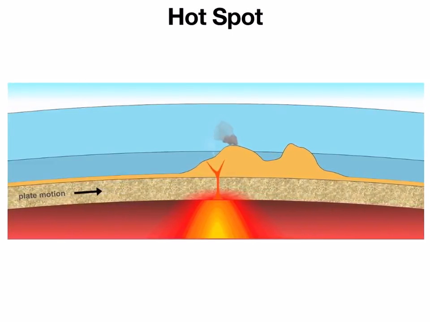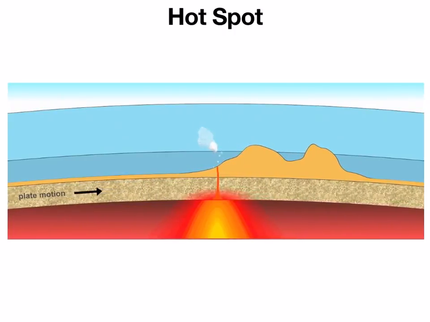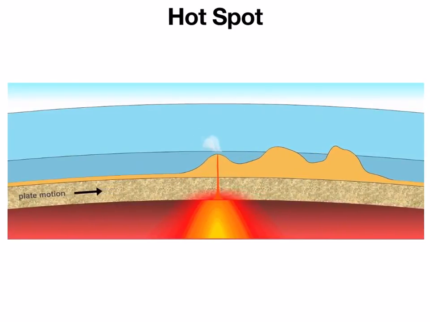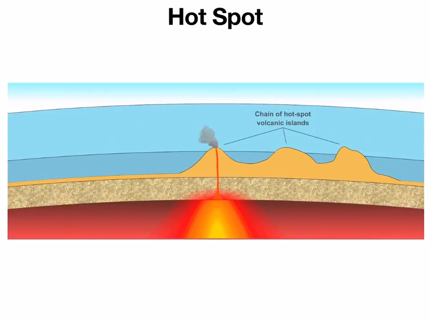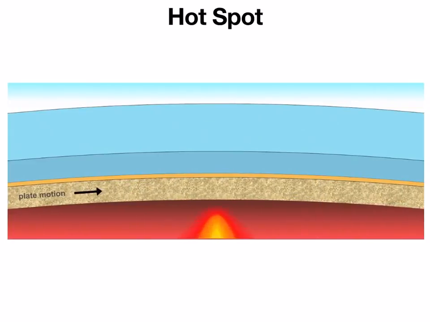And so what you end up with is this chain of islands, if it's happening in the ocean, with one active volcano over the hotspot, and then a chain of extinct or dormant, not active volcanoes extending away from it. And what's cool about this is if you look at where the extinct volcanoes are, they tell you the direction that the plate is moving.